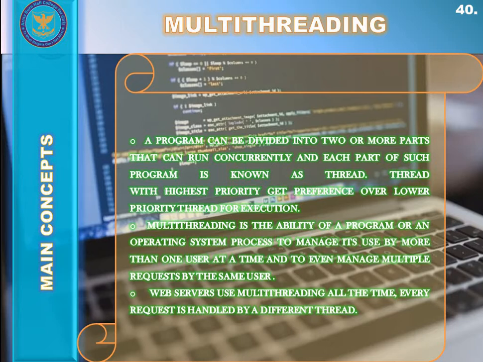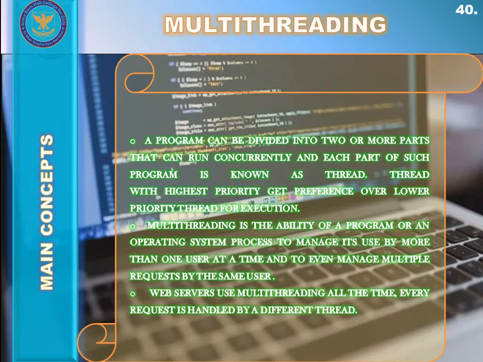In multi-threading, every thread has a priority. This means the thread which gets the higher priority would be executed first by the CPU. The thread which gets a low priority from the CPU would be executed afterwards. So a thread with the highest priority gets preference over a low priority thread for execution.